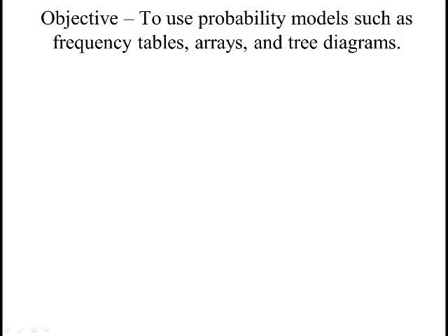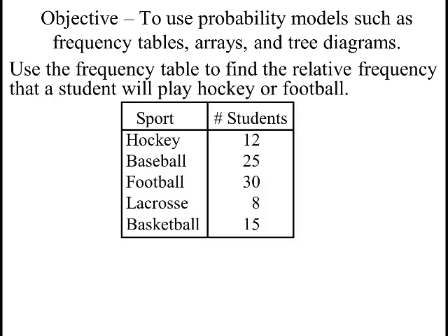So a probability model is something that helps you organize and make sense of a bunch of different outcomes for a certain situation. We're going to be looking at three different types of models today: frequency tables, arrays, and tree diagrams. So a frequency table, this is a frequency table right here.